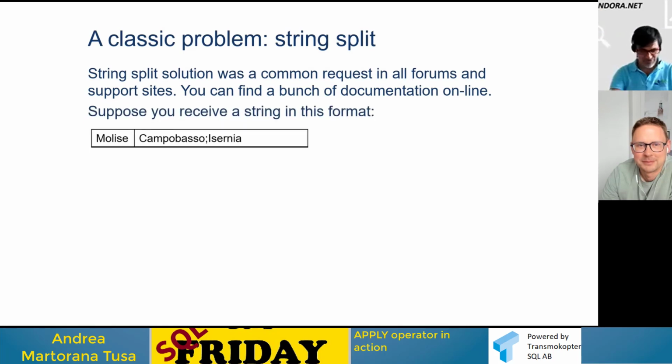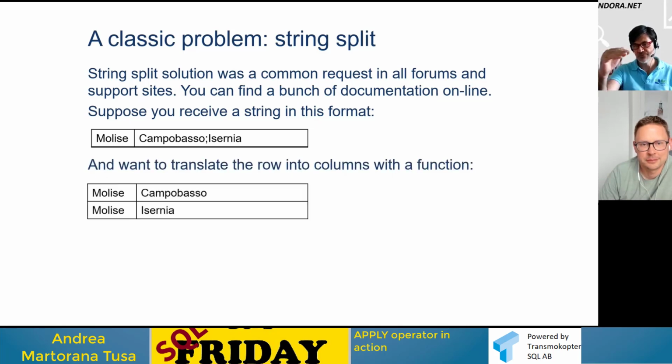There is a bunch of documentation online. So let's say, suppose you receive a string in this format. In Italy, we have regions and we have provinces. So this is the name of the region, and this is the name of the province. So for each region, you have more than one province. That's how it works in our boundaries. So I want to split because I want 1 row for each province.